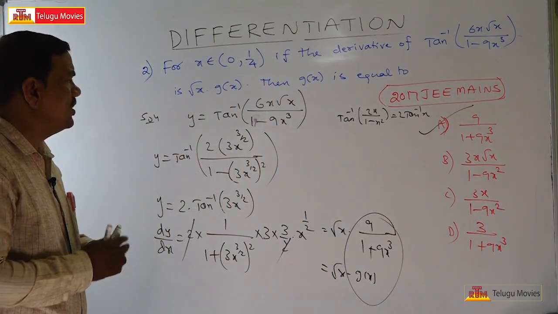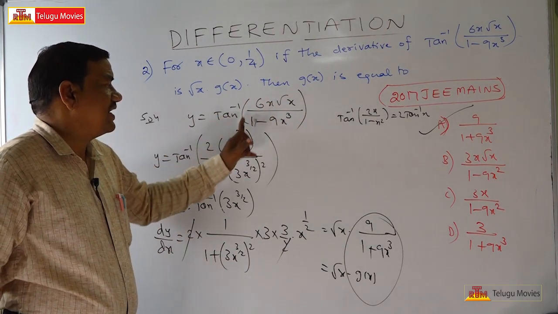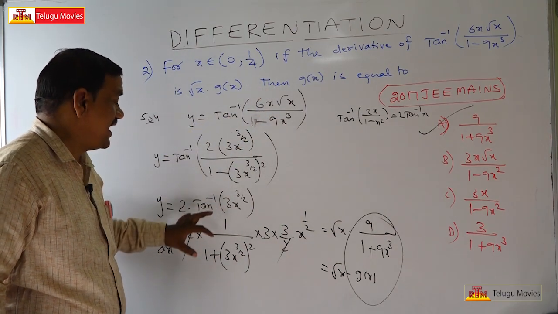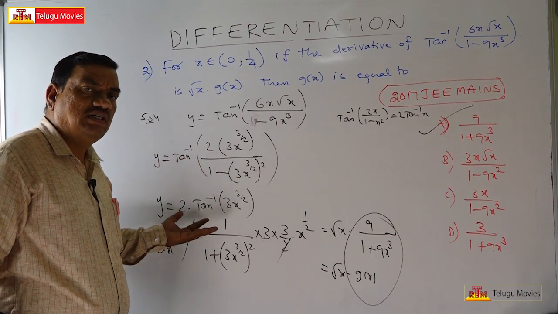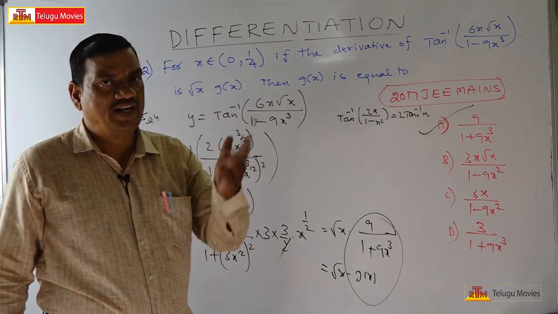The only tricky part of this problem lies in tan inverse of 2 tan a by 1 minus tan square a. Writing this expression in this form and simplifying, it becomes 2 tan inverse of x. So if you know that concept, the problem will be very, very easy. Okay, so let us go for the next problem.